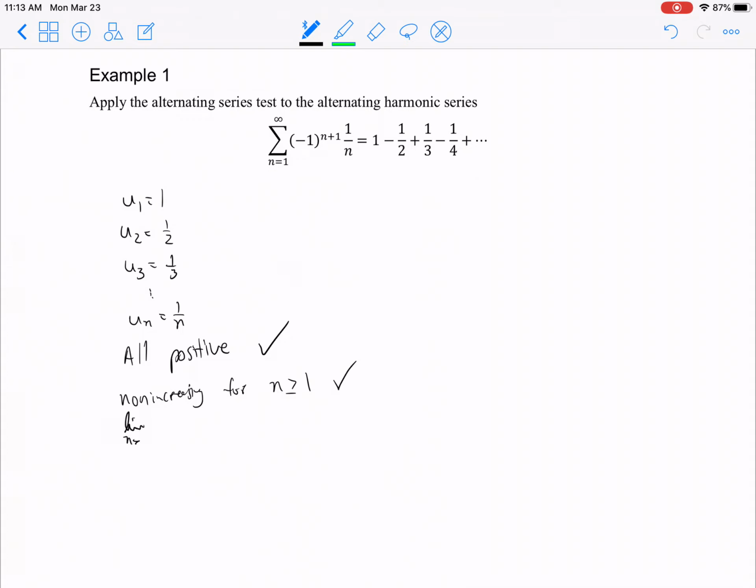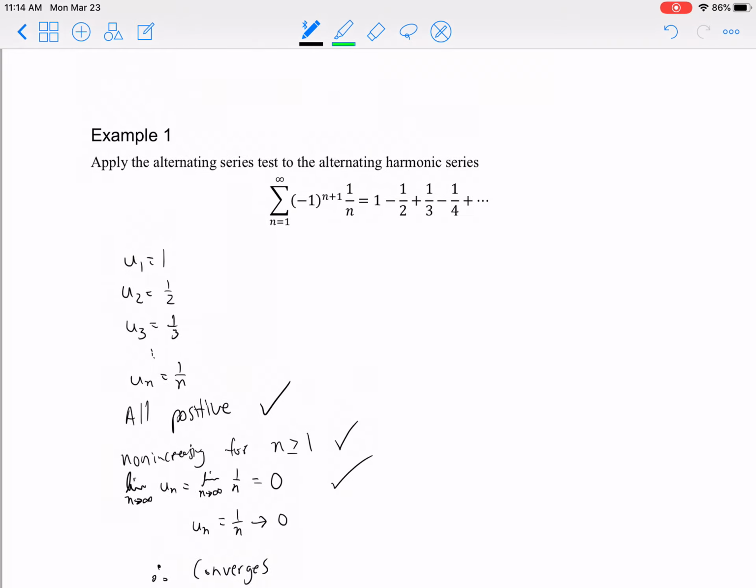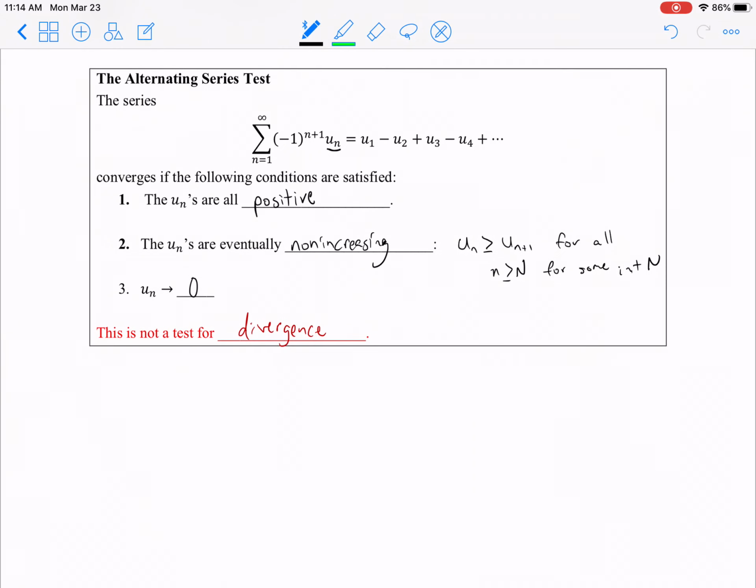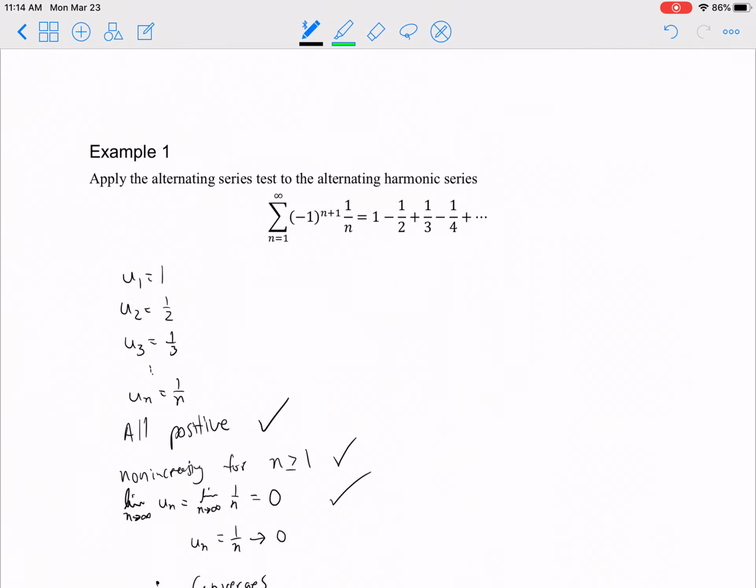And the limit as n goes to infinity of un is the limit as n goes to infinity of 1 over n, and that equals 0. And so we get a nice little check mark there. You could also just say un equals 1 over n goes to 0. Okay, so this is good. It converges to some limit, and so therefore this converges. All right, we met all the criteria that were right here, and so we're good. All three of those things converge.